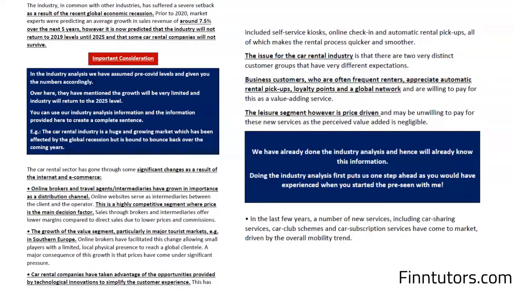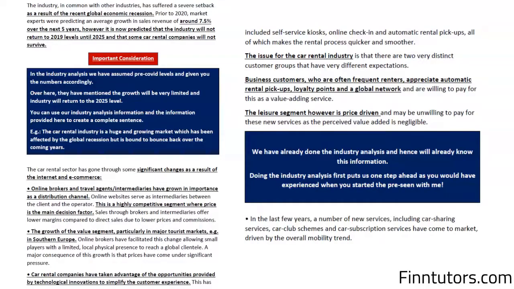Over here, they have mentioned the growth will be very limited and the industry will return to the same level as 2019 in 2025. You can use my industry analysis information and the information provided here to create a complete sentence. For example, you can say the car rental industry is a huge market and growing, which has been affected by the global recession, but is bound to bounce back over the coming years because of more customers being interested and developing nations being part of this market. So use the best out of both. That's what I'm trying to say.